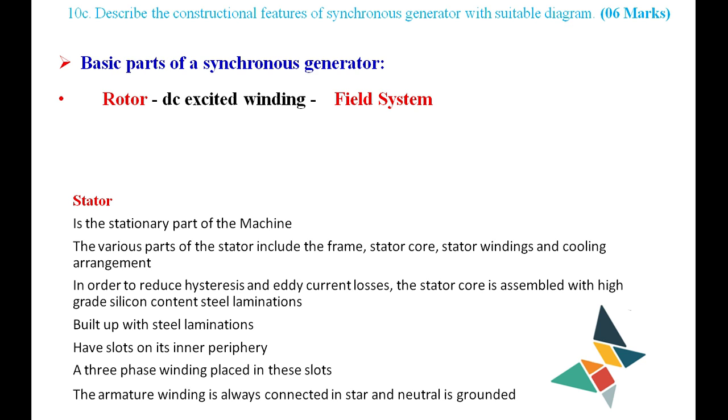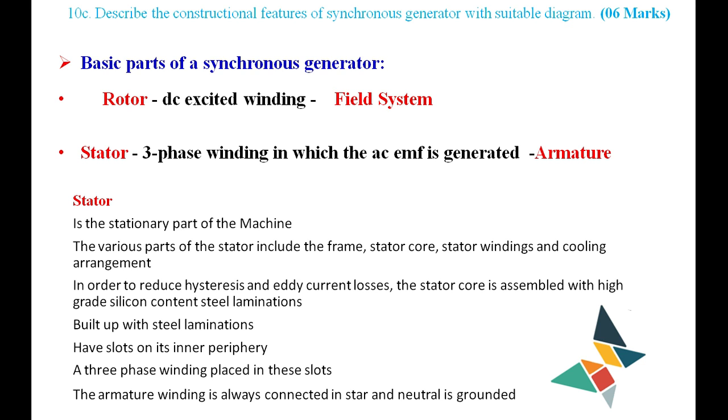In the case of the alternator, the rotor is nothing but a field system, that is a DC excited winding. The stator is nothing but an armature. It consists of three-phase winding in which the AC EMF is generated. Then you have to write about the stator. It is a stationary part of the machine. The various parts of the stator include the stator frame to hold the stator assembly, the stator core to accommodate the armature windings, that is stator windings, and the cooling arrangement.